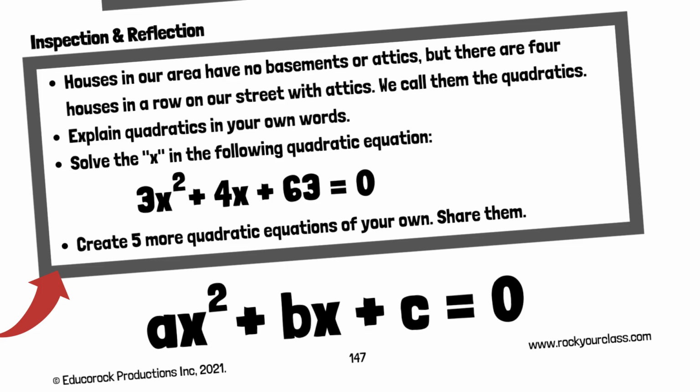Explain quadratics in your own words. Solve x in the following quadratic equation. 3x squared plus 4x equals 63 equals 0. Create 5 more quadratic equations of your own. Share them.